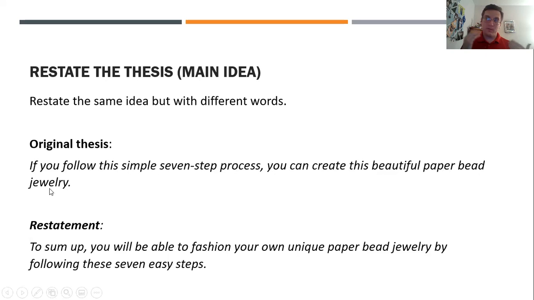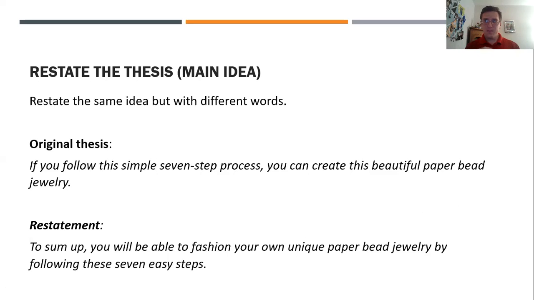In the conclusion, that was our thesis statement in the introduction. Now in the conclusion, we say to sum up, you will be able to fashion your own unique paper bead jewelry by following these 7 easy steps. Same idea. We're talking about a 7-step process, making paper bead jewelry. You can make your own jewelry, but we don't use the same exact words. We try to restate it in a slightly different way.